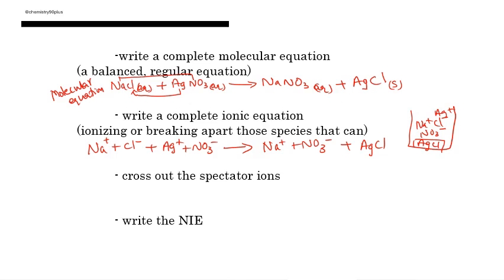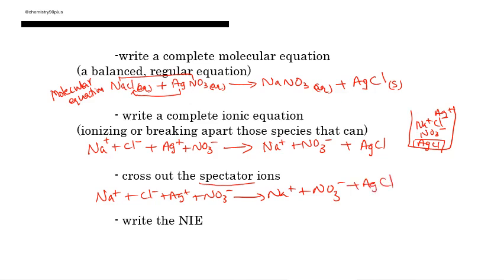And then cross out the spectator ions. What are spectator ions? Spectator ions are the ions that appear on both sides of the arrow. When I rewrite this to show you the spectator ions, I can see the sodium ions are the same on both sides, and NO3 ions are the same on both sides. So what I will do is just cross those out.